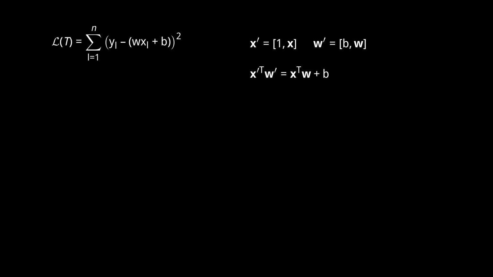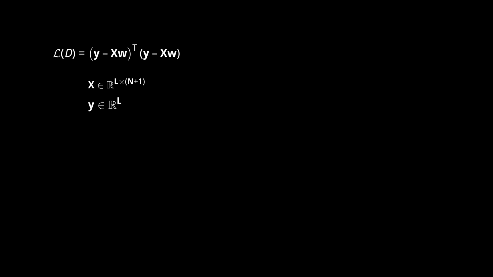To keep the presentation clear and concise, we will use the notation x to denote x dash and w to denote w dash in the remainder of this video. Now let's see how the error function is minimized. In the matrix notation, the sum of squared errors can be rewritten as this equation. Here x is a matrix containing the training instances such that the lth row of x is a training instance xl for all l. Similarly, y is a vector containing the target variable yl for all l.